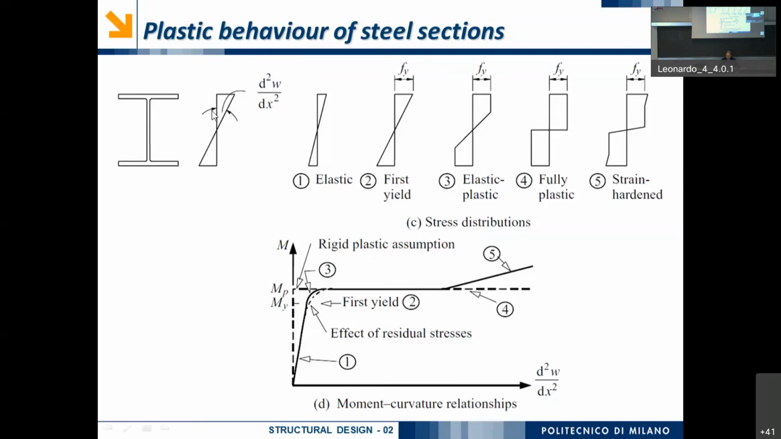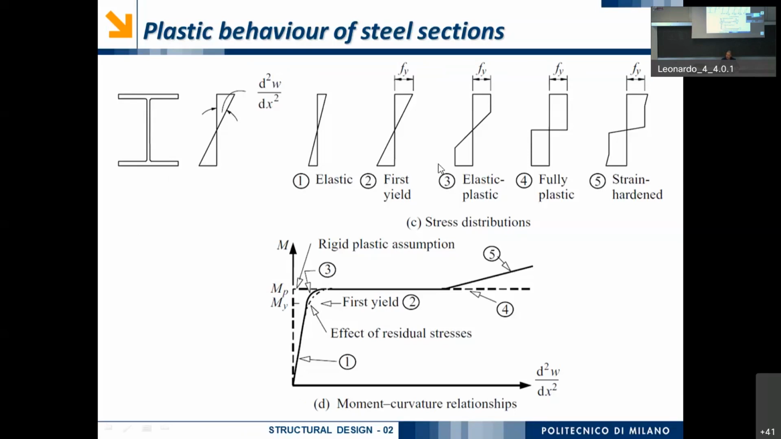Okay, this rotation is called also curvature, and what happens is, of course, that if we are dealing with a moment curvature relationship, a bending moment diagram, we will have in the elastic range a linear relationship. So, until the value of the yielding bending moment, we will have a linear behavior.